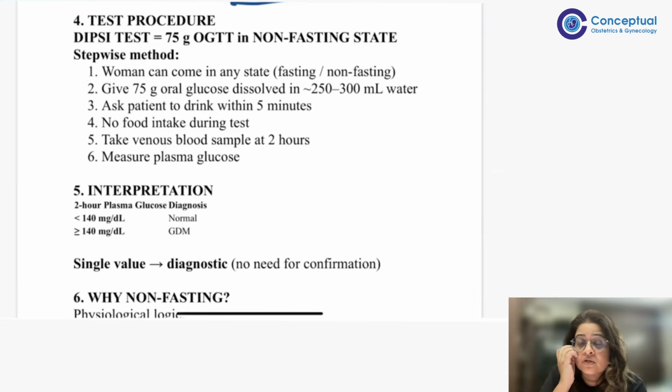Ask the patient to drink within 5 minutes. No food intake during the test. After 2 hours, take a sample and measure the plasma glucose. Now, this could be a venous sample. This could even be a capillary sample with the glucometer.